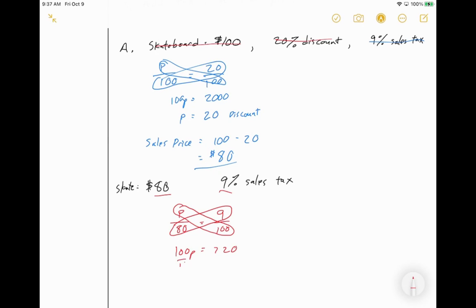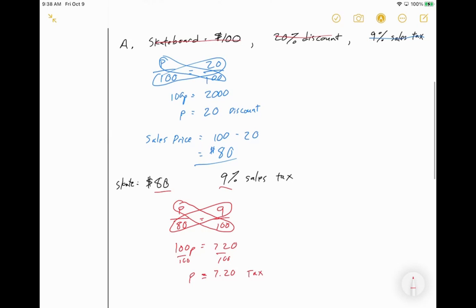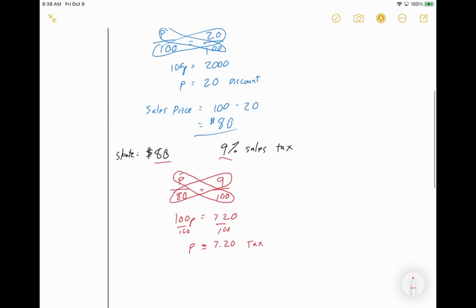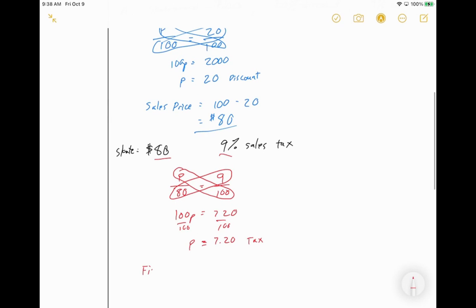Okay, so then divide by 100, divide by 100. P is equal to $7.20. This is our tax. But we know that's not the final, right? So then the final price is equal to the $80 plus the $7.20, which is equal to $87.20.